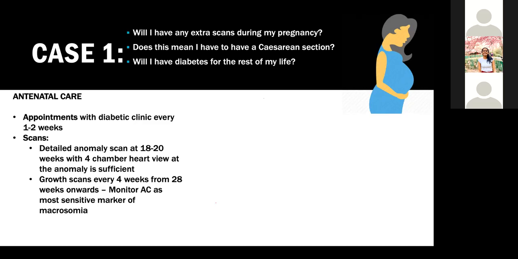They basically have growth scans every 4 weeks. Because these babies are at risk of macrosomia, they monitor their abdominal circumference. That's what AC is, just a marker that they look for on the scan. They do these scans every 4 weeks to check the growth. And self-monitoring is really important. So these women are taught to monitor their sugar levels fasting and 1 hour post the meal.